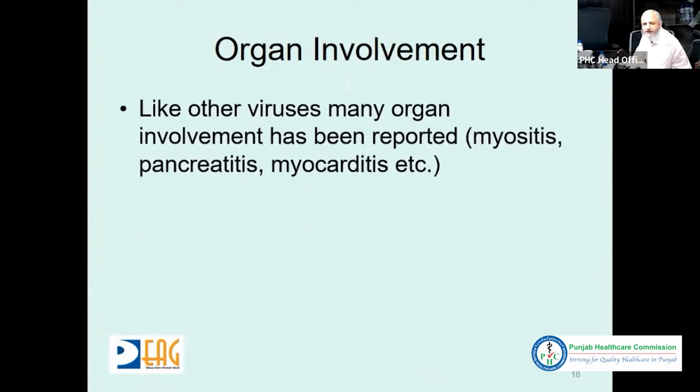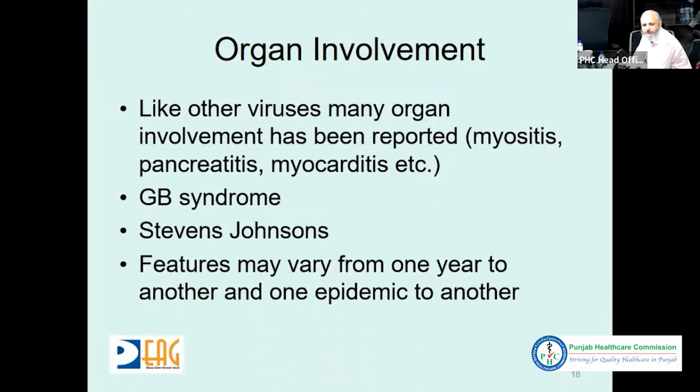Which organs are involved? These viruses may involve different muscles in the body, which can be skeletal muscles. It can involve the pancreas. It can also involve the cardiac muscles. So myositis, pancreatitis, and myocarditis can all occur in the expanded dengue syndrome. Similarly, Guillain-Barré syndrome can occur. Stevens-Johnson syndrome can occur. And features can vary from one year to another and one epidemic to another, where different organs in the body are getting involved.